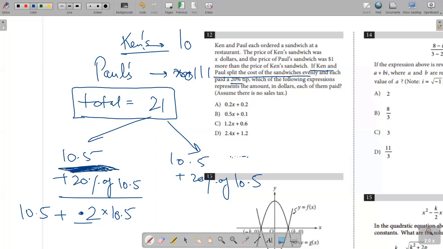So 0.2 times 10.5, that would be 2.1. 2.1. So how much is 10.5 plus 2.1?